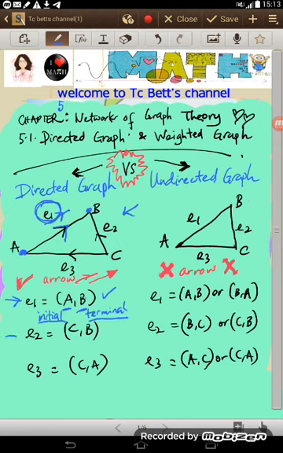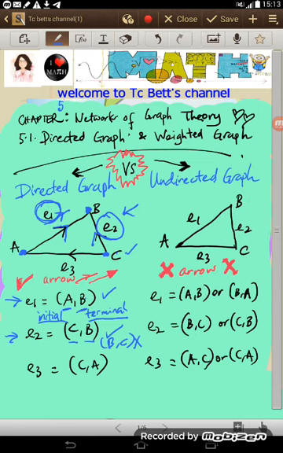And then for E2, the edge is called CB. Why CB? Because it starts from C to B. So C is the starting point, or the initial vertex, and then B is the terminal vertex. That's why it's CB. Cannot be BC. If BC, it is wrong, because you have to follow the arrow, the direction. That's why it is called a directed graph.